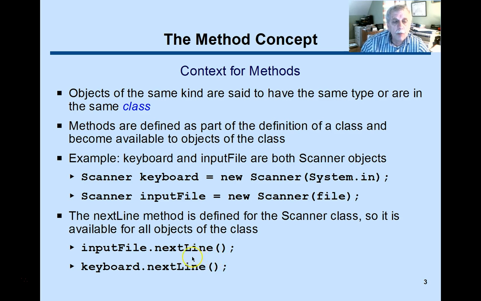So we're doing stream input from the input file here, and then we're doing stream input from whatever the user types in at the keyboard. So we're performing essentially the same operation, but we're operating on different streams of input as designated by the scanner objects for which we're making the call or qualifying the call to the method.